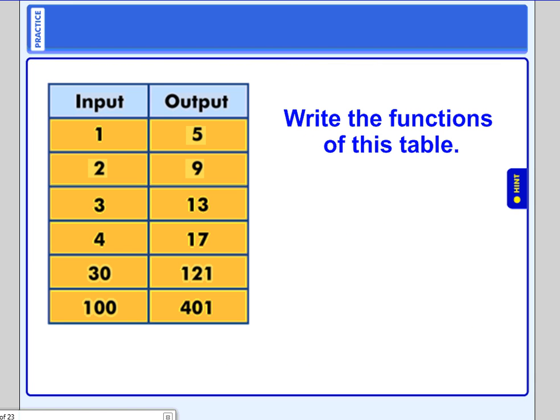Okay, I want you to go ahead and look at this, and I want you to write the functions of this table. Okay, so looking at the functions, pause the video and write down the functions, and then come back and check. Okay? The functions are (1, 5), (2, 9), they're right next to each other, (3, 13), (4, 17), (30, 121), (100, 401).